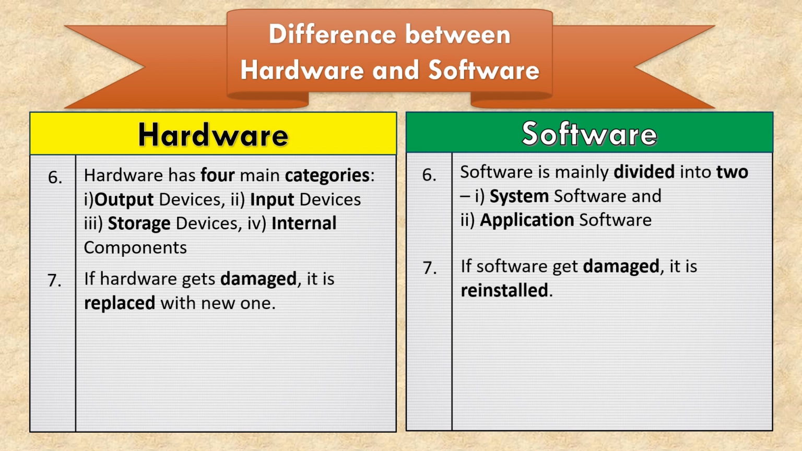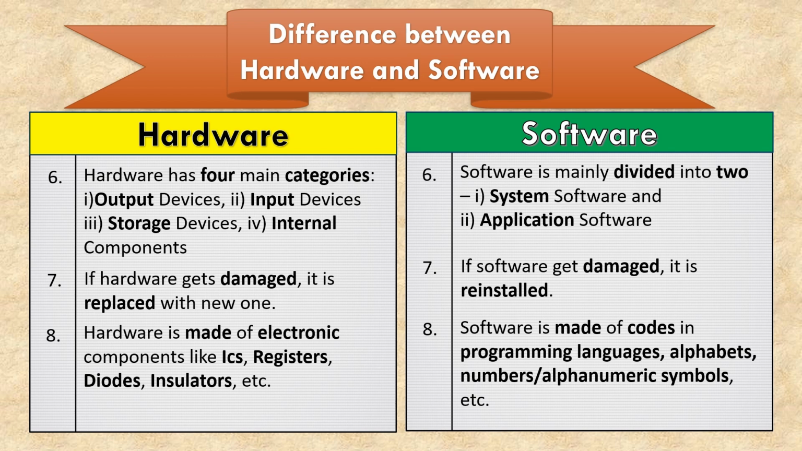If hardware gets damaged, it is replaced with a new one. If software gets damaged, it is reinstalled. Hardware is made of electronic components like ICs, registers, diodes, insulators, etc. Software is made of codes in programming languages, alphabets, numbers, alphanumeric symbols, etc.